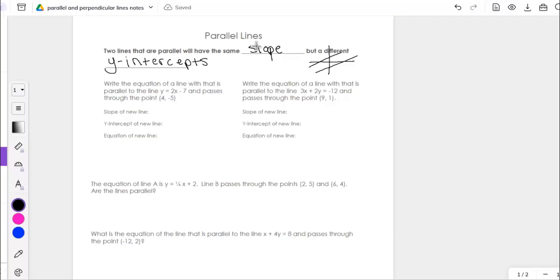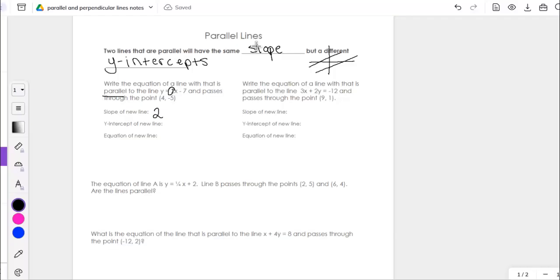All right, first problem: write the equation of a line that is parallel to the line y equals 2x minus 7 and passes through the point (4, -5). We want a parallel line, and it needs to have that slope of 2. So my slope of my new line would be 2.